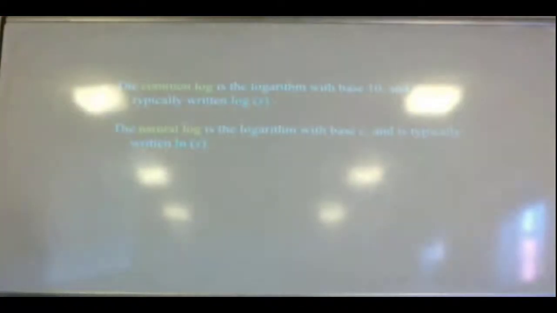Now we have 2 special kinds of logarithms. If you look at your calculator, like I said, you're going to need your calculator, so you may want to get it out so you can find these buttons. The 2 special types of logarithms that we have are what are called the common logarithm, first of all. And this is a logarithm that has a base of 10.